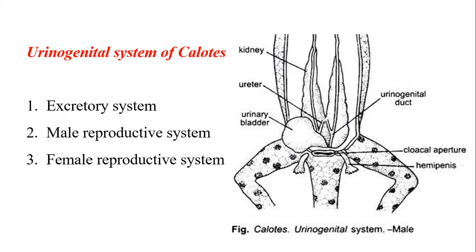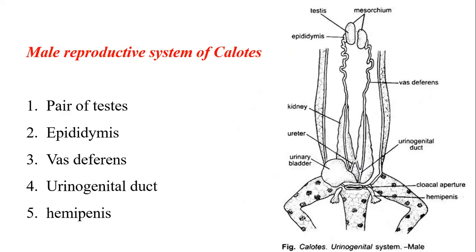But the reproductive systems are different because sexes are separate. So let us now describe each reproductive system one by one. Firstly, we are going to describe the male reproductive system. The male reproductive system of calotes includes a pair of testes, epididymis, vas deferens, urinogenital duct and hemipenis.